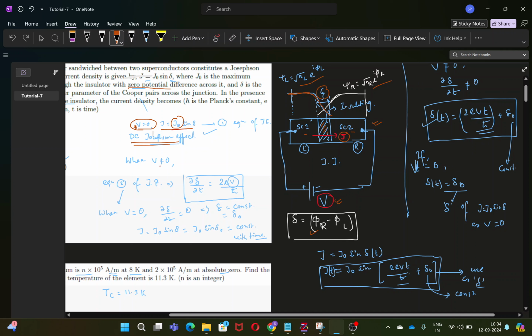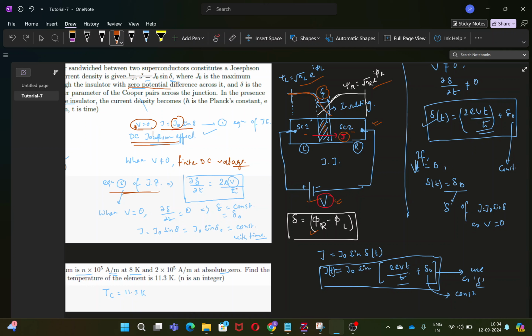But when a finite DC voltage is applied, which is V not equal to 0, across the barrier, then a time dependence comes into the picture, because there is a second Josephson relation which will be useful for this case, which is equation number 2 of Josephson devices: del delta by del t equal to 2eV by h cut. That is, the time derivative of the phase difference between the two sides of the junction is equal to 2eV by h cut. That means it is dependent on the bias voltage that you have applied across the junction, right?